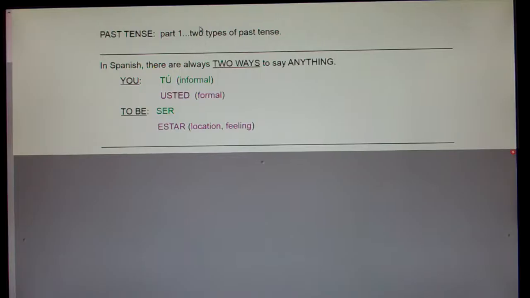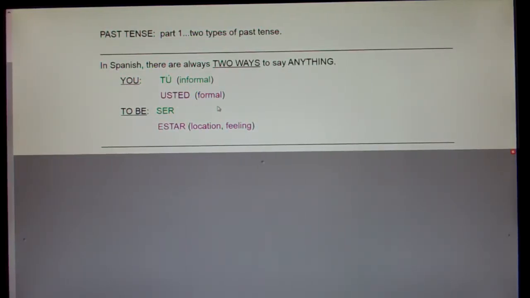Now, when I tell you there are 2 ways to form the past tense, or there are 2 different types of past tense, some of you are going to think, duh. In Spanish, there are 2 ways to do anything. Think back. In Spanish 1, we said there are 2 words for you. There's tú, you, which is informal, and there's usted, you, which is formal.